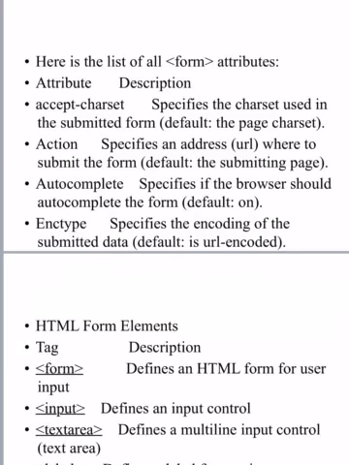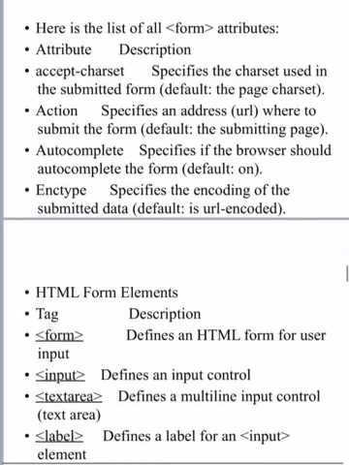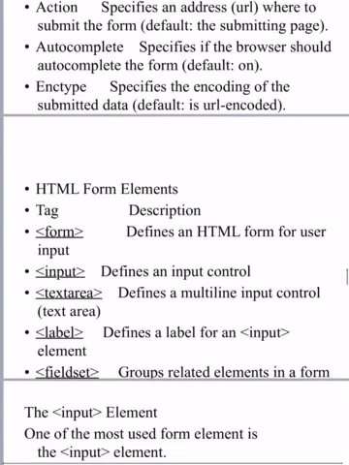Now here we'll see the list of form attributes, a few more attributes like action. First attribute is accept-charset. It specifies the character set used in the submitted form. The second attribute is action. It specifies an address or a URL where to submit the form. Third, autocomplete. It specifies if the browser should autocomplete the form. The default is on. And then enctype, it specifies the encoding of the submitted data. The default encoding we use is URL encoded.